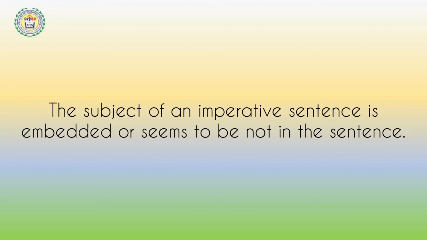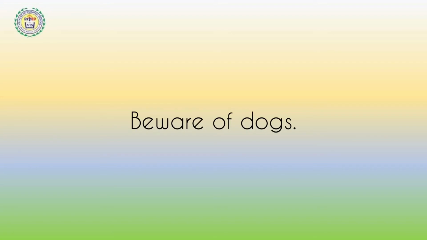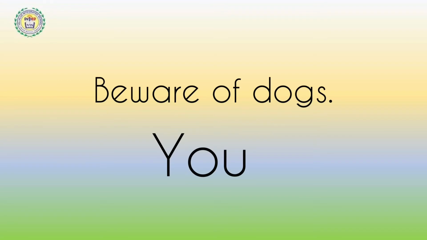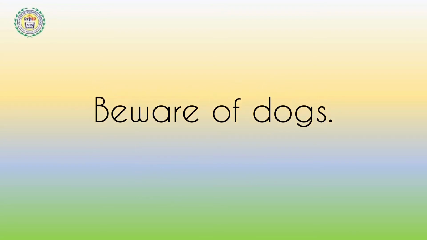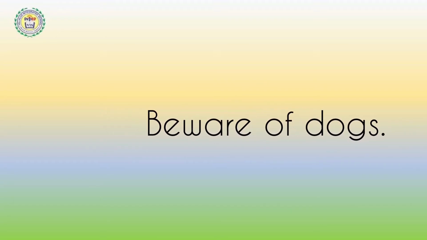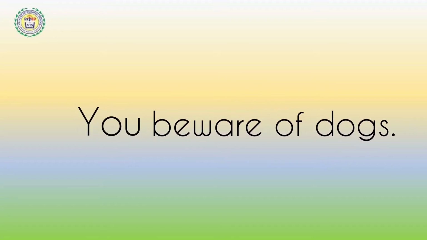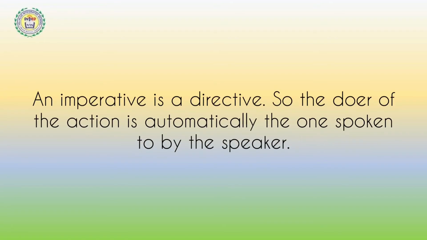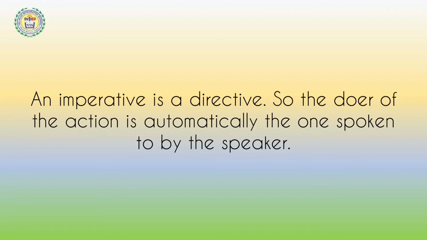Look at this example. Number 1. Beware of dogs. In this example, the subject is you. But the word you is not stated in the sentence, right? It's because it is implied in the sentence. It is located before the verb beware. Since an imperative is a directive, the doer of the action is automatically the one spoken to by the speaker.